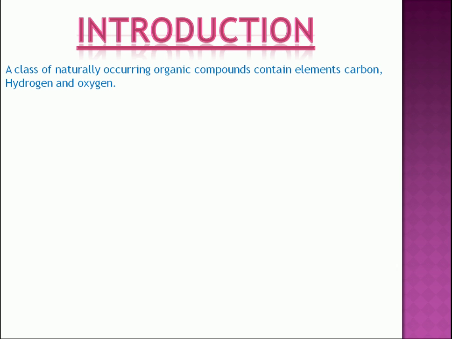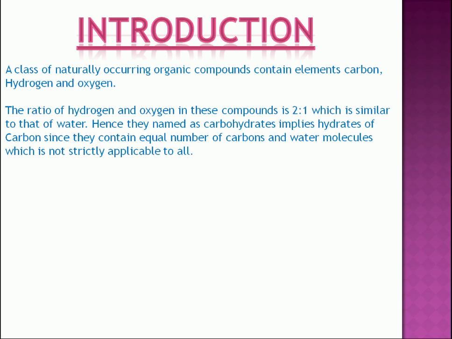A class of naturally occurring organic compounds contain the elements carbon, hydrogen and oxygen. The ratio of hydrogen and oxygen in these compounds is 2:1, which is similar to that of water, hence they are named carbohydrates, implying hydrates of carbon, since they contain equal numbers of carbons and water molecules, which is not strictly applicable to all.